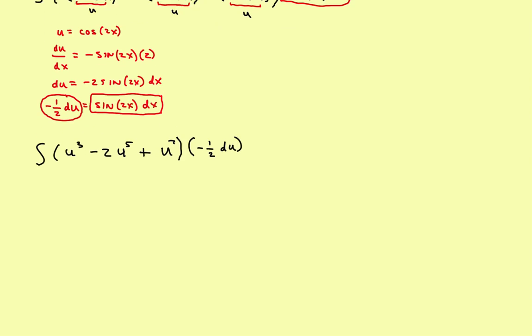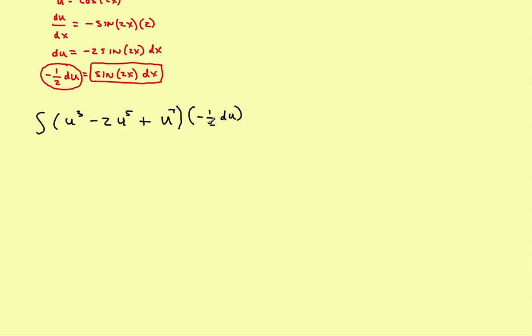Okay, next step. There's several steps in all these things. Next step, here's a constant. Go ahead and bring this constant to the outside. So this would be equal to 1/2 the integral of u cubed minus 2u to the 5th plus u to the 7th du. Oops, and it should have a minus in front of it, so a minus 1/2.